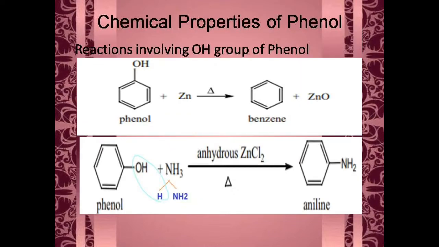The chemical properties of phenol. First of all, we are going to see the reactions involving the OH of the phenol group. First of all, when phenol is reacted with zinc dust, the zinc alone takes away the oxygen of phenol, so that we get benzene as a product. It is an important question. The next one, when phenol is reacted with ammonia in the presence of anhydrous zinc chloride, the ammonia is split as hydrogen and NH2. The hydrogen reacts with the OH, so that we get water.